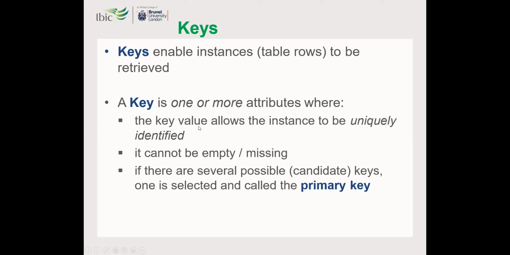Yeah, so here we can see that the key value allows the instance to be uniquely identified. As I said, you can have different records and you can distinguish between the records based on the defined key. For example, primary key, secondary key, alternate key, composite key, candidate key, and more.